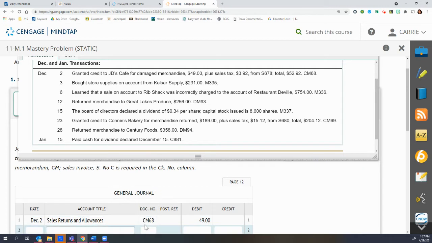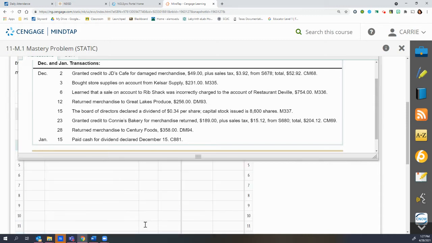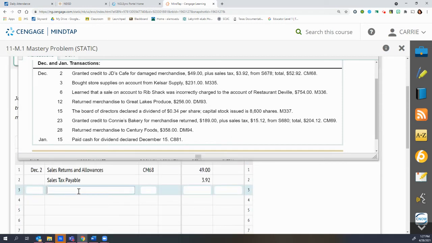And then the sales tax payable is going to be a debit because we're decreasing the amount of sales tax payable, because payables increase with the credit, decrease with the debit, $392. And then the credit is to the accounts payable for JD's Cafe.